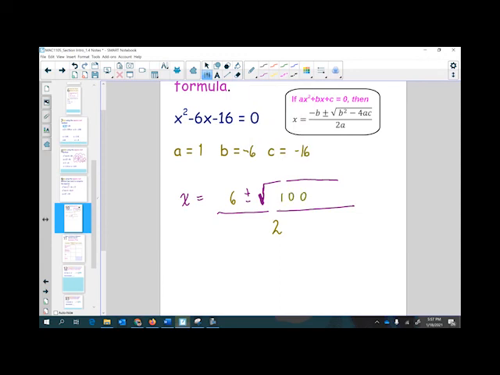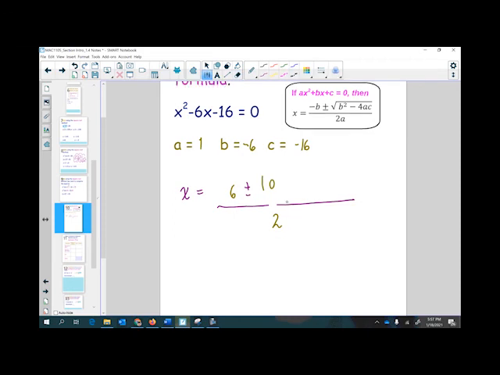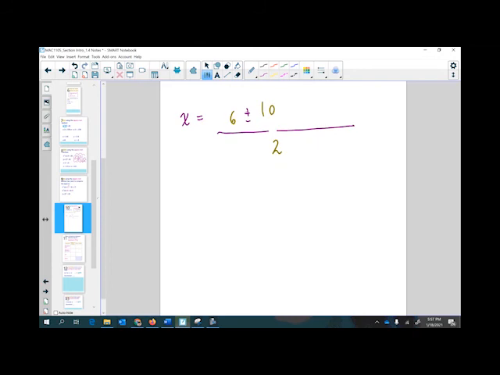Okay, and still I can simplify this more because I have the square root of 100, and that is equal to 10. So now I have 6 plus or minus 10 over 2. So let's split that up, because the plus minus sign, if that throws you off at all, just think of it this way. The plus minus sign right here, all it means is that you're going to do both, one at a time.